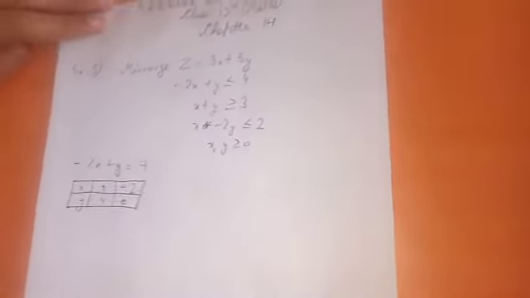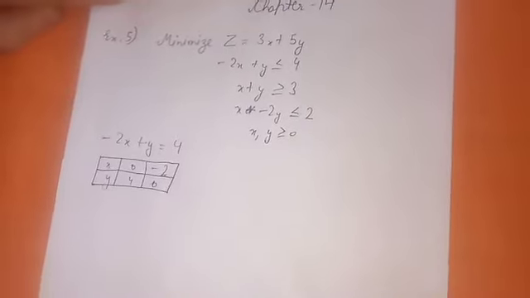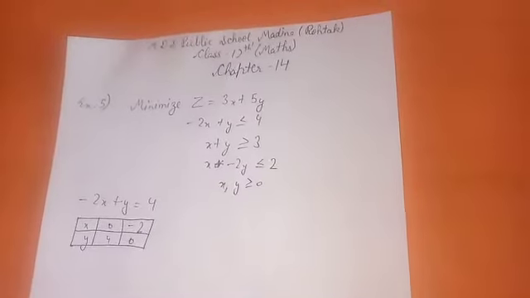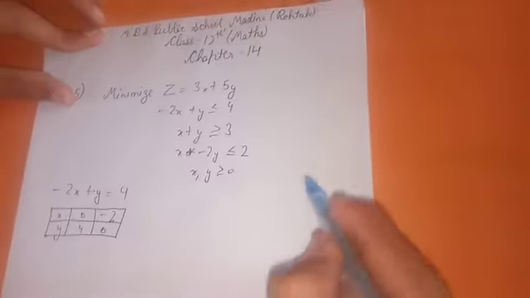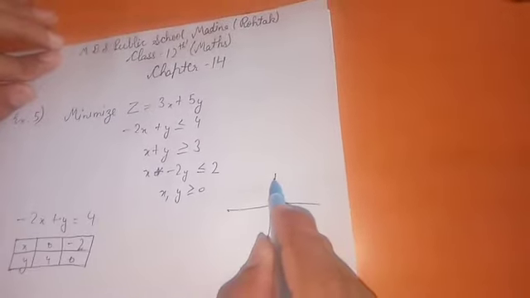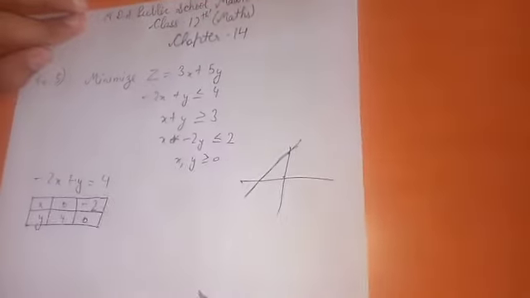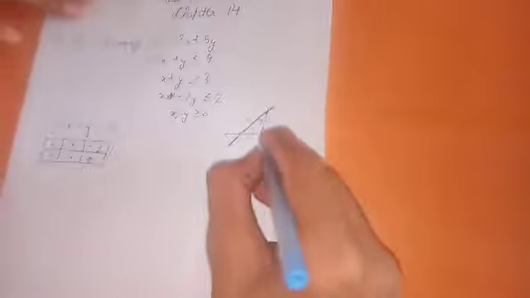Now we have to check which area in the graph will satisfy this inequality. Suppose this is our graph, with the points 0, 4 and minus 2, 0. The line will be somewhat in this way. Now we have to check whether the values on this side of the line satisfy the inequality, or the values on the other side. For that, we will take the origin test.